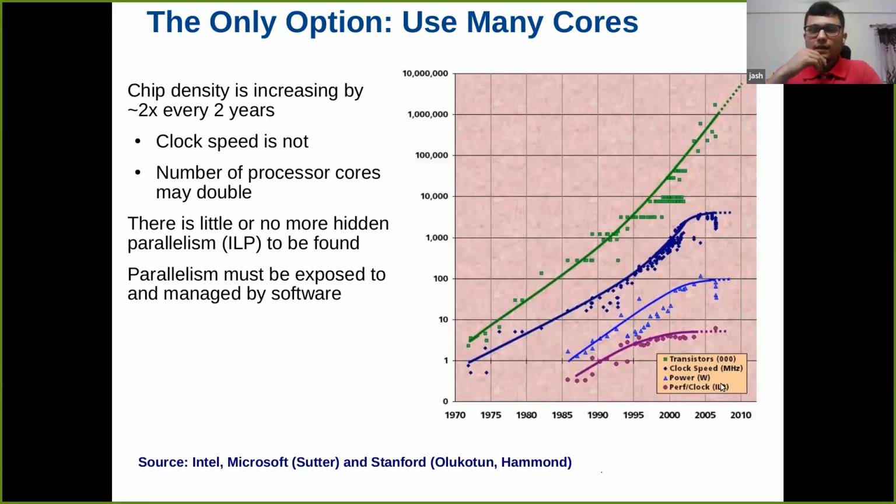So ILP is like, let's say you have a code. There are multiple instructions in your code, let's say I1, I2, I3.